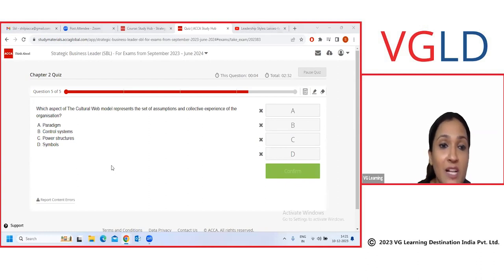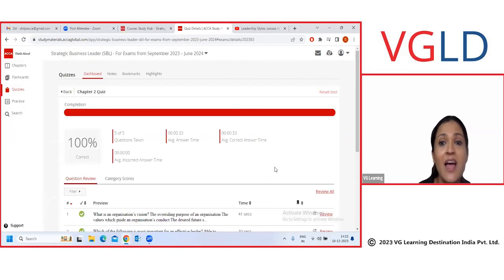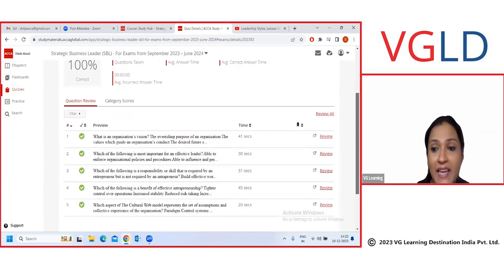Okay, then. Last question on your screen. Which aspect of the cultural web model represents the set of assumptions and collective experience of the organization? Very quickly, which one was it? The cultural paradigm. Okay, let's check your answers then. And that's a 100% correct quiz. Well done, guys.